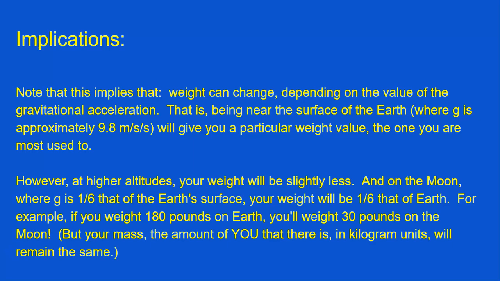This also implies that weight can change depending on the value of the gravitational acceleration. If you're near the surface of the Earth, g is about 10 meters per second squared. That gives you your regular weight. You go to higher altitudes, your weight's going to be slightly less. Go to the moon, if we can only go to the moon, g is about 1/6 that of Earth. So your weight's going to be 1/6 that of Earth. For example, if you weigh 180 pounds on Earth, you're only going to weigh 30 pounds on the moon. Your mass, of course, which is the amount of you, is going to be exactly the same. The amount of kilograms that you are is going to be the same. So your mass doesn't change, but your weight depends on the local gravitational field.